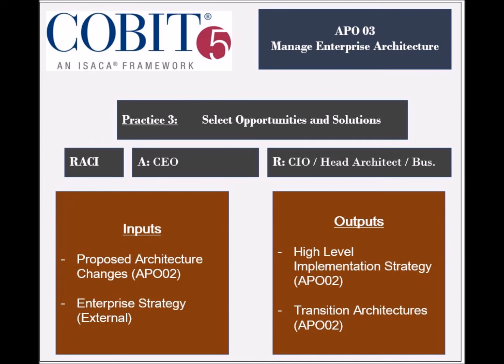The third practice is to select the architecture opportunities and solutions. From a RACI charts perspective, the entities that are responsible for this practice include the Strategic Executive Committee, the Chief Information Officer, and the Head Architect. The entity that is held accountable is the Chief Executive Officer.